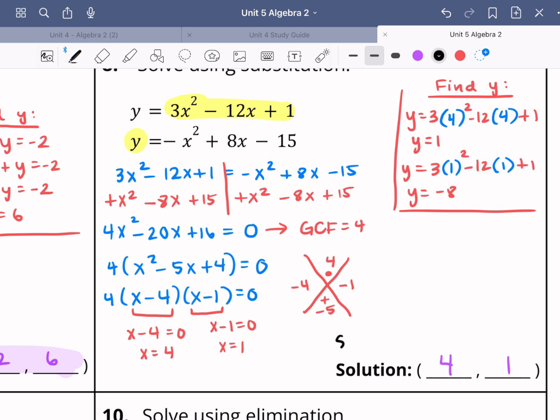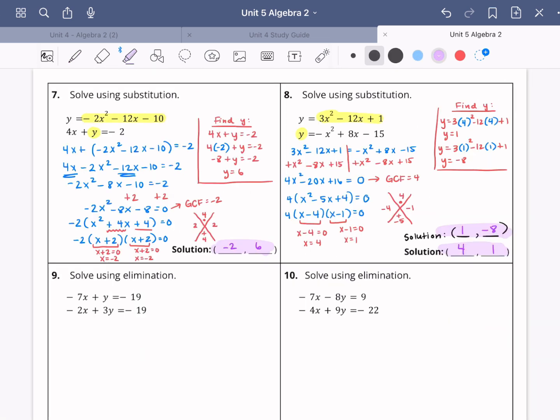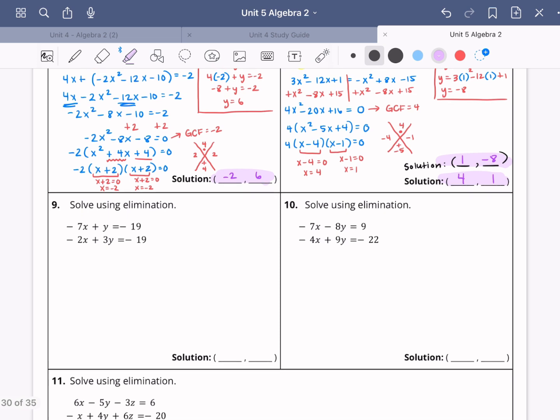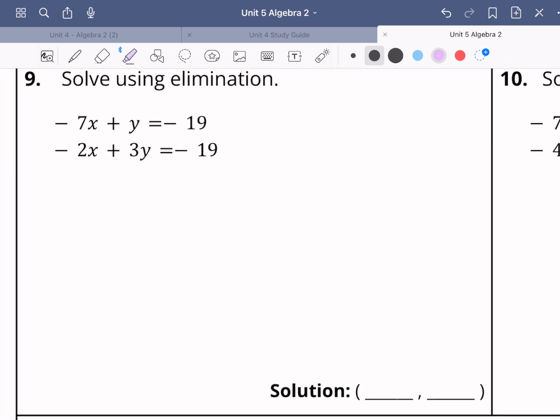So let me make some space for that. The second one is 1, comma, negative 8. Let's take a look at elimination. This is my favorite method. Our goal is to get either the x's to cancel or the y's. Neither are going to cancel as of right now.